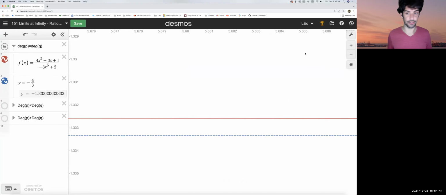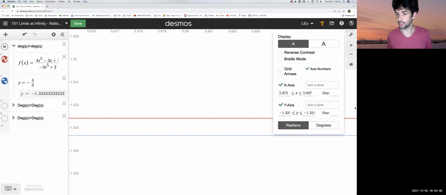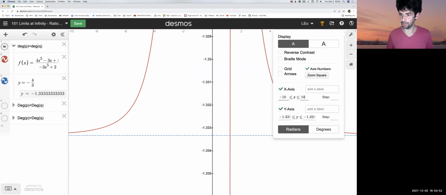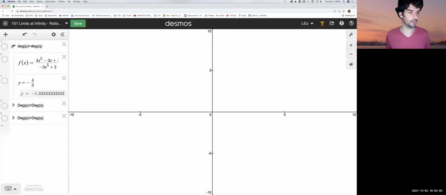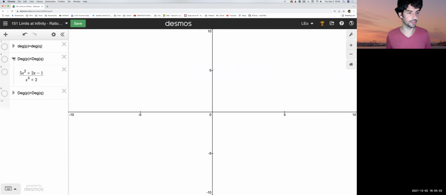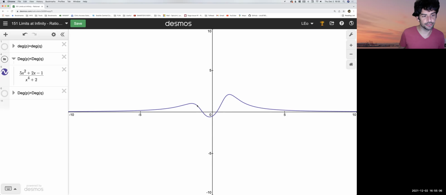Let's look at a graph of this one. Let's get myself back to a good viewing rectangle for a second. I wish there was, maybe there is and I haven't found it, a nice home button or something like that that just automatically brings you back to this. All right, so now the case where degree in the numerator is less. Here is our 5x squared plus 2x minus 1 over x to the 4th plus 2.